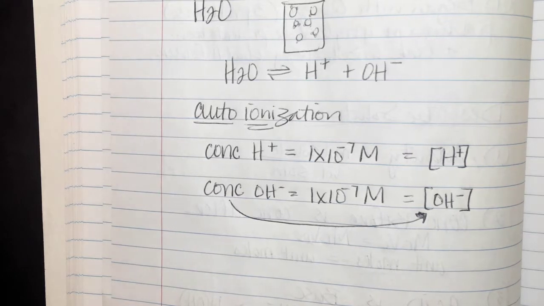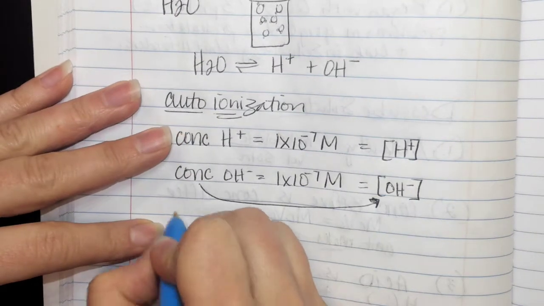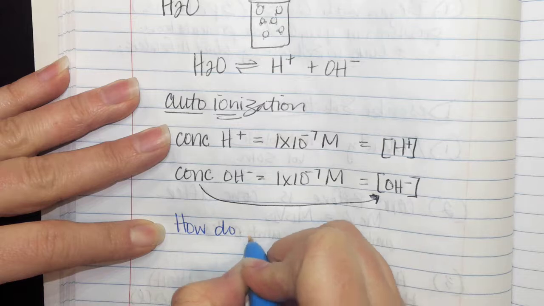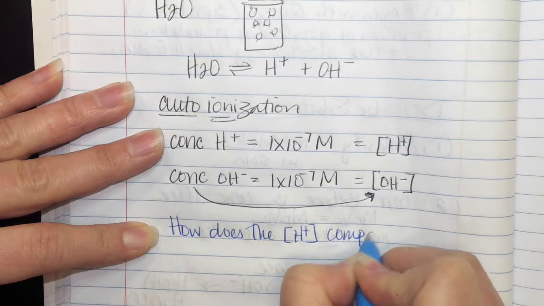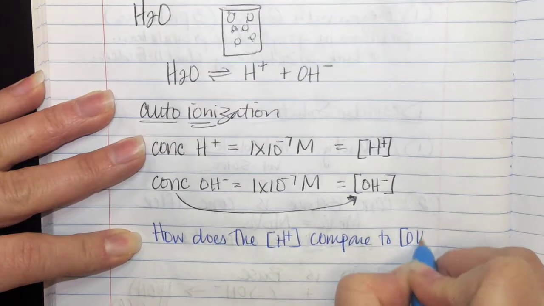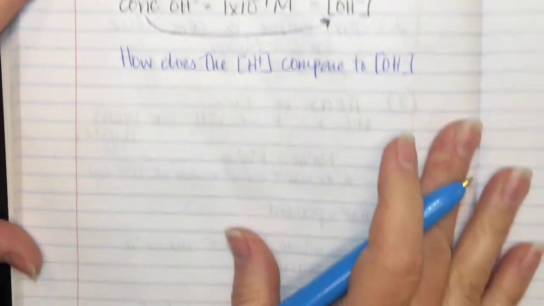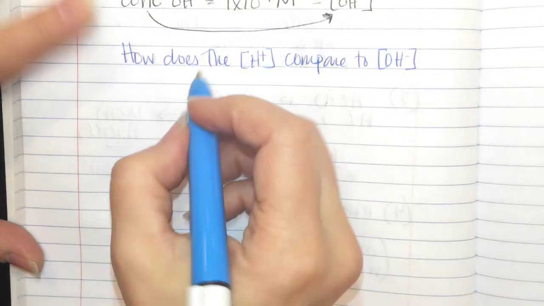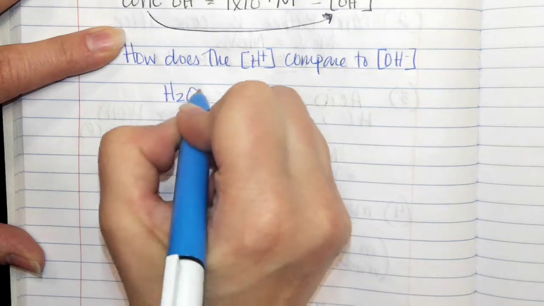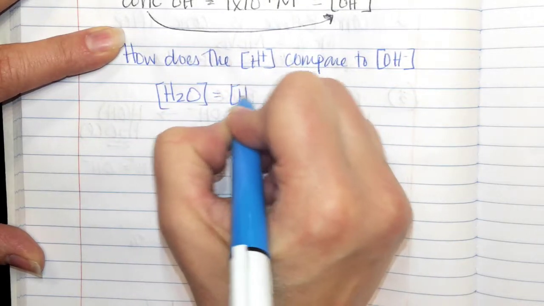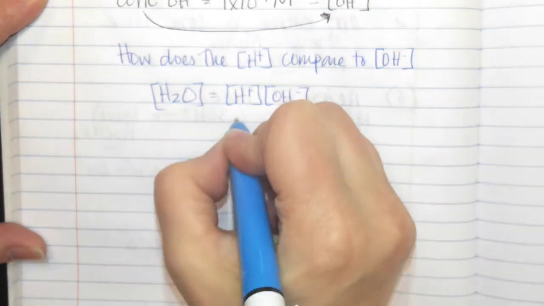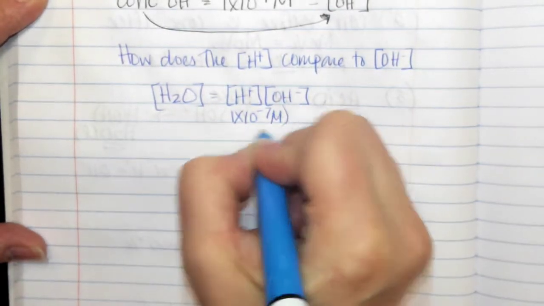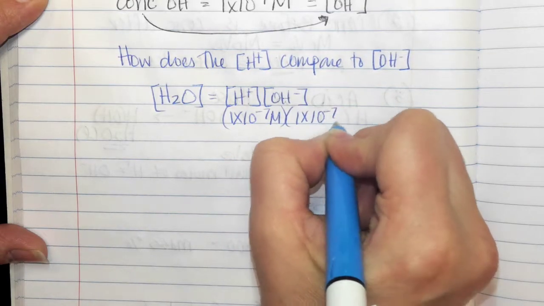So if I compare these, if I say, how does the concentration of hydrogen compare to the concentration of hydroxide? I'll say, well, they make water, so the concentration of the water must be equal to the concentration of the hydrogens times the concentrations of the hydroxides. So if I put their concentrations in here, I get 1 times 10 to the minus 7th molar times 1 times 10 to the minus 7 molar.